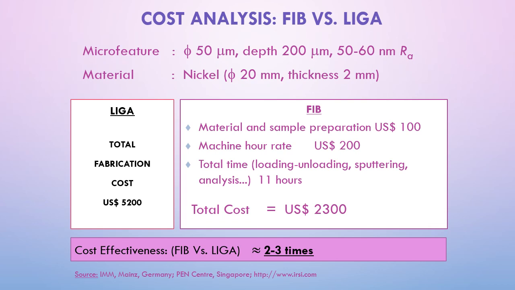So in terms of cost effectiveness, it can go 2 to 3 times, okay, depending on the complexity of the product that we want to produce. Okay, so this one is just an example of how you can compare between the FIB and LIGA. That's why the LIGA process is usually replaced with other processes.